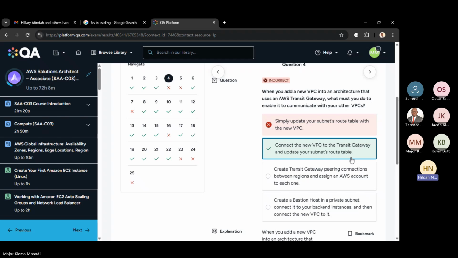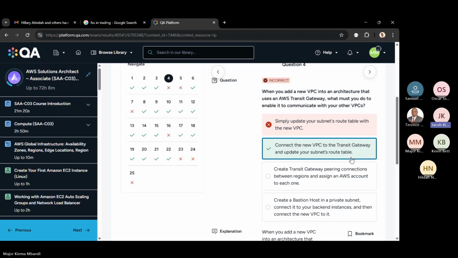Okay. When you add a new VPC into an architecture that uses AWS Transit Gateway, what must you do to enable it to communicate with your other VPCs? Connect the new VPC to the Transit Gateway and update your subnets route table.